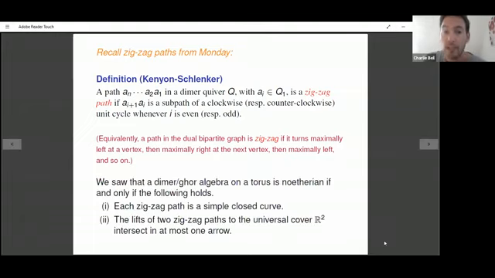And we saw that these zigzag paths were very important because the dimer algebra on the torus was Noetherian if and only if the following holds. Each zigzag path is a simple closed curve, and the lifts of two zigzag paths to the universal cover intersect in at most one arrow.